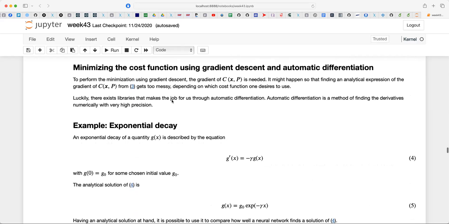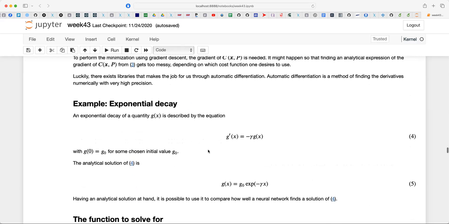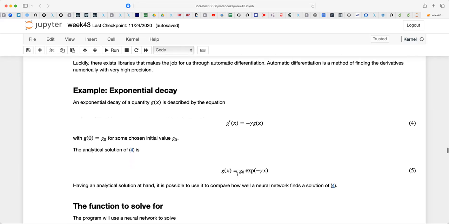So to look at a simple example here, this is a function where we have the derivative of g with respect to x, which we know gives us simply the exponential decay here. So we know the solution of that problem. And in this specific case, we have some initial condition g0.